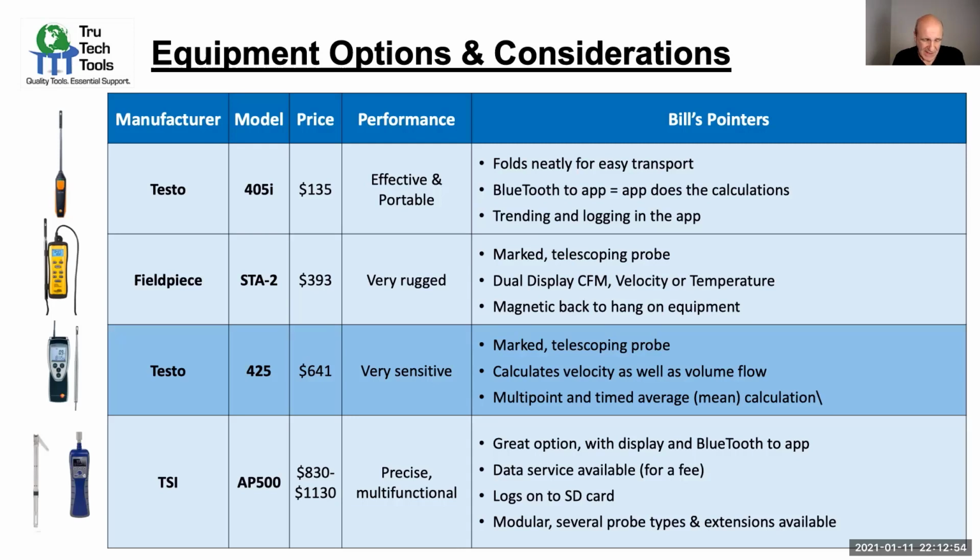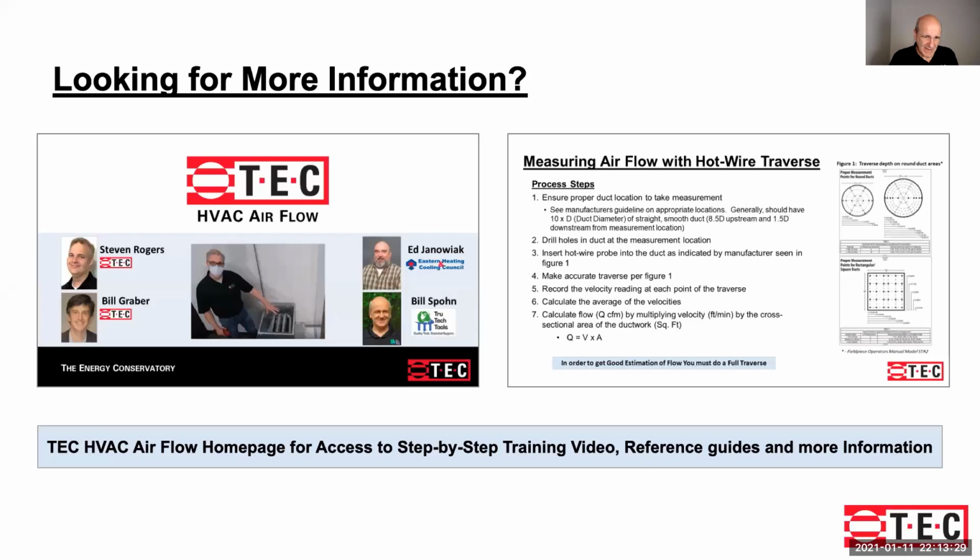And then there's the TSI AP800, which is a great, precise, multifunctional, modular thermal anemometer. It's got several different probe types, including extensions. This has a great display on it, but it also connects to an app. It has a data service available, and it can also log to an SD card. So there's a lot of great choices out there. There's also Testo 400, a series of multifunction instruments. TSI also has the 975 series. Check with your test instrument dealer for the right kind of product that's going to be appropriate for your application.